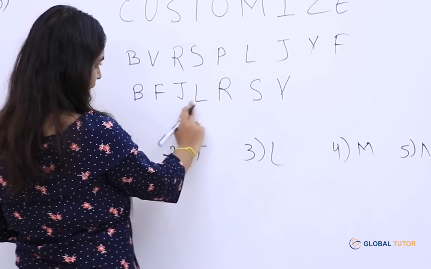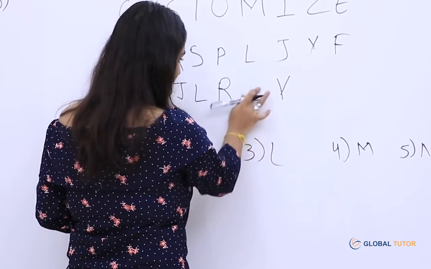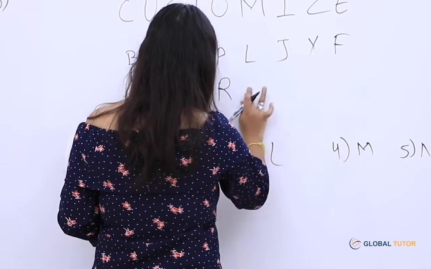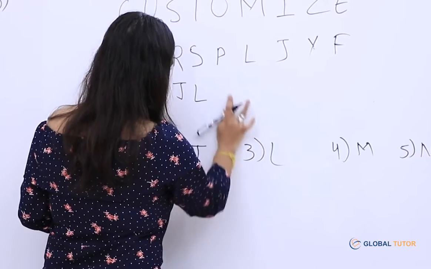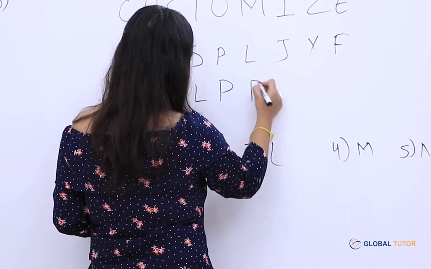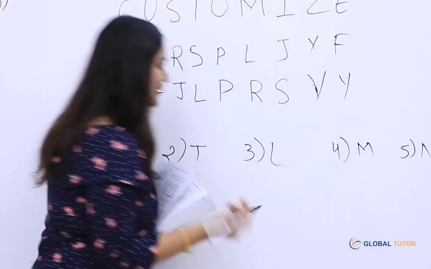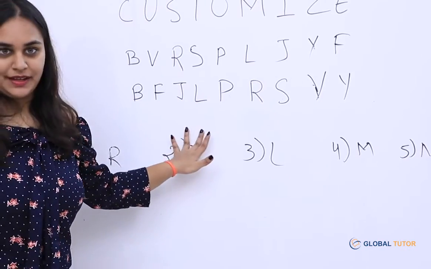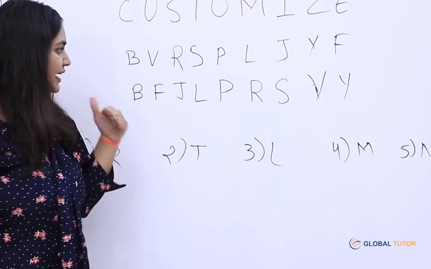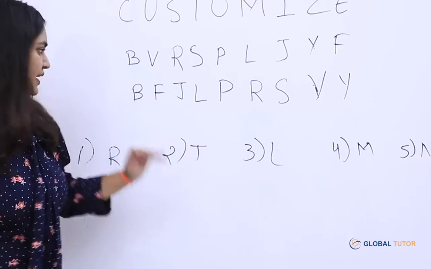B, F, J, L, R. Okay, I missed a P. So this is going to happen, okay? Better use a pencil, not a pen for this. I missed a P over here. P is going to be right there. Then comes R, then S, then V, and then Y. So this is how it's going to look. I'm doing it for the first time, so obviously even I made a mistake. It's not like you're going to get really good with it the first time you do it. So keep practicing on that. And this is what we get.